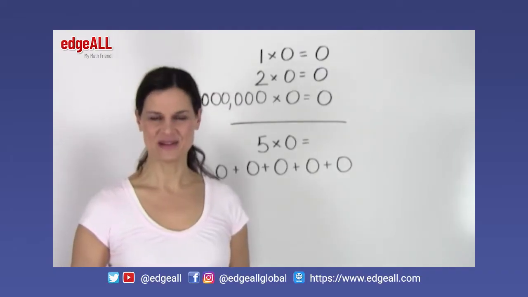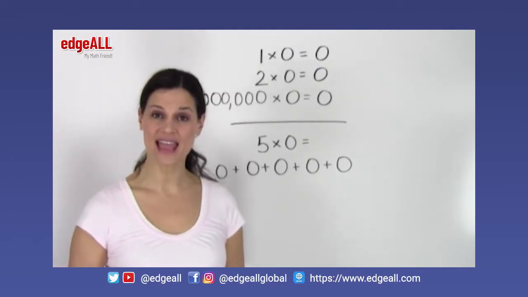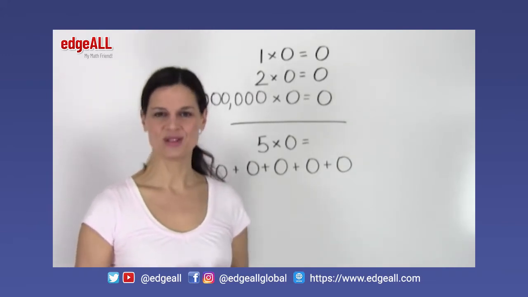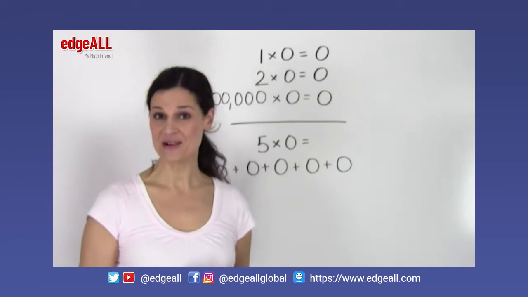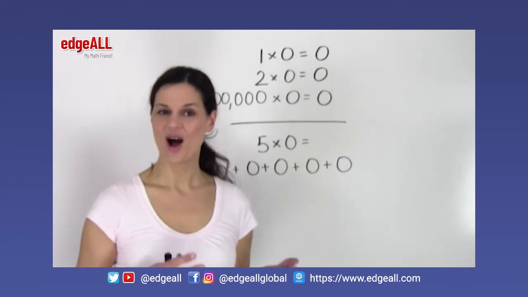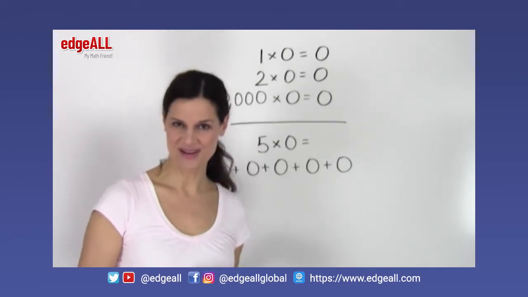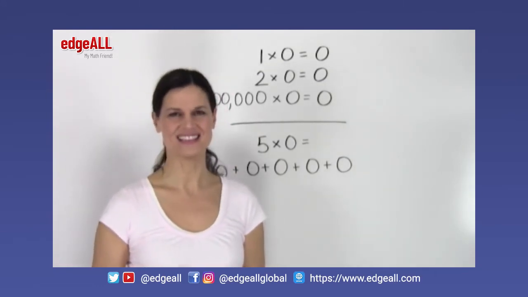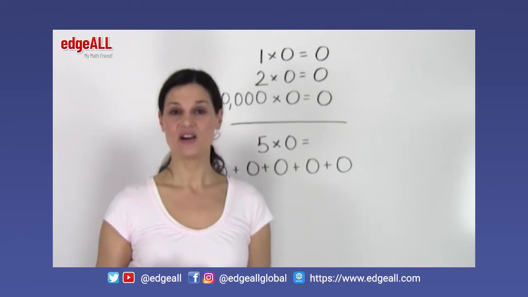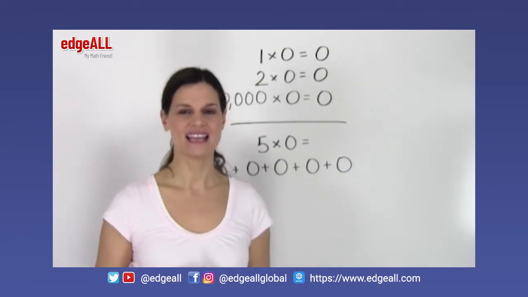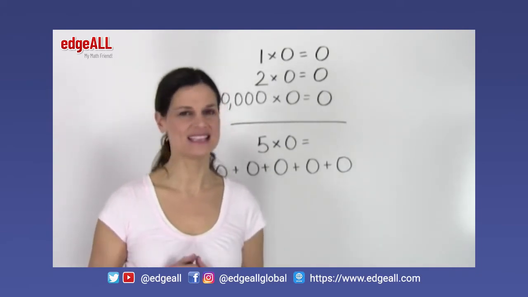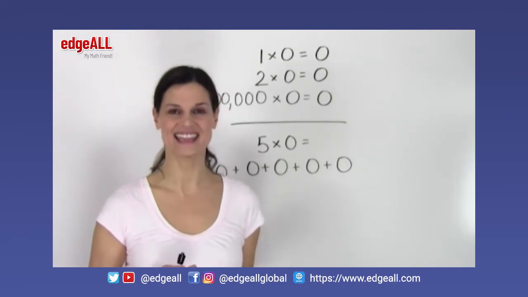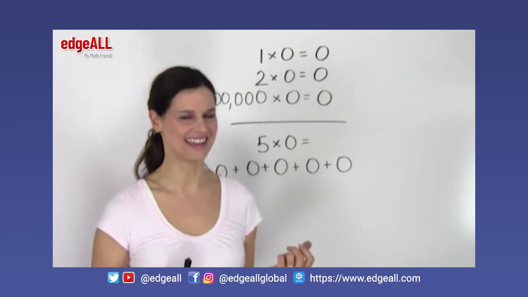In this lesson, we will talk about multiplying by 0. Any number multiplied by 0 will equal 0. Also, 0 multiplied by any number will also equal 0. 0 has no value. It equals nothing. So it does not matter how many times you add nothing to nothing, you still have nothing.